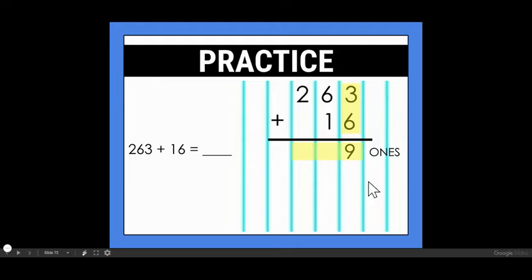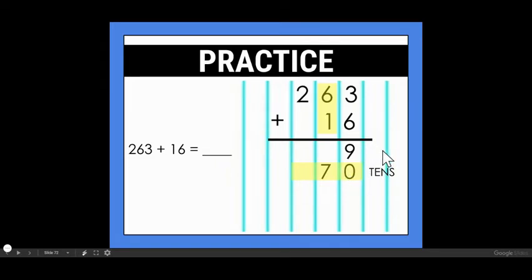All right, now let's move to the next one over. The next one over is going to be my tens, and it stacks right underneath. So I'm going to look in my tens place, and I'm going to add my 6 tens plus 1 ten. Well, I know 6 plus 1 is 7, but I'm in the tens, so it's 7 tens, and I know 7 tens is equal to 70. So I'm going to line that up right underneath my 9 ones.